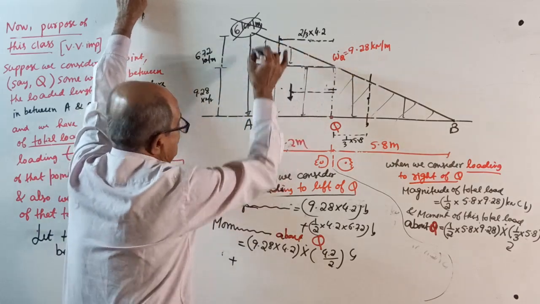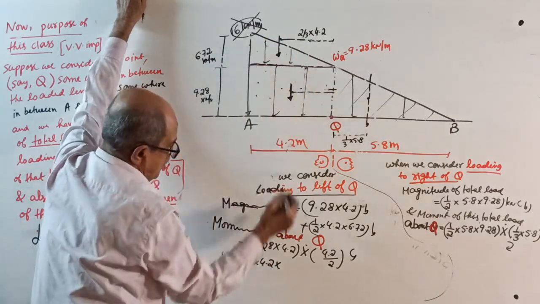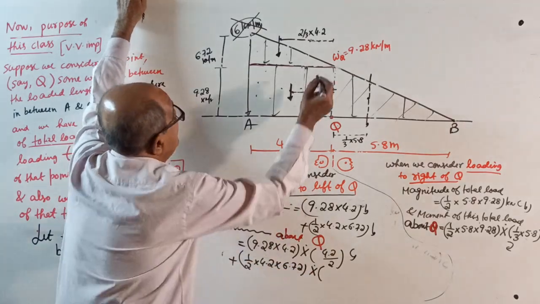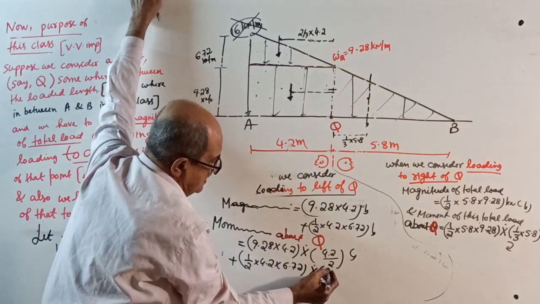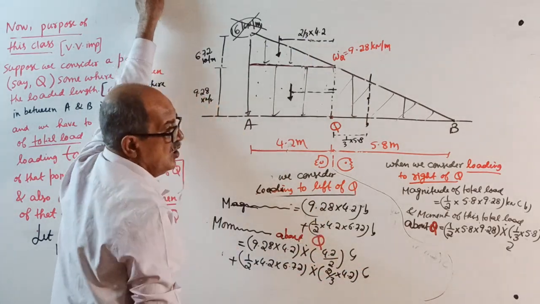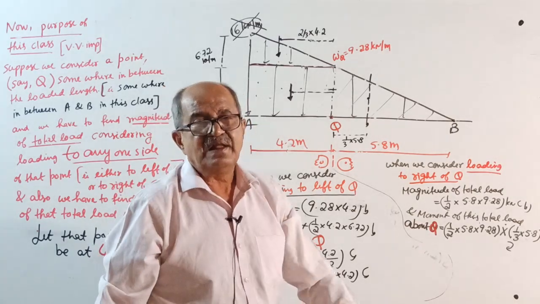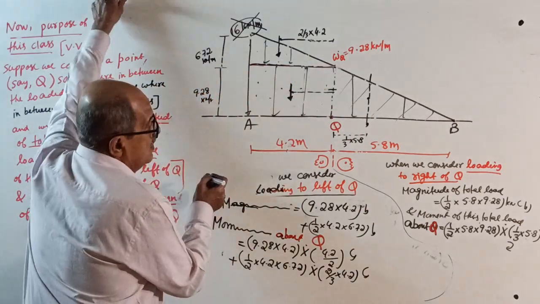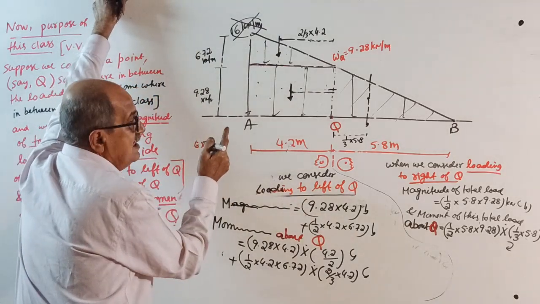This triangle load: half into 4.2 into 6.72 is the total load, multiplied by, for moment about Q, from here to here is 2 by 3 of 4.2. That also is anti-clockwise. When you go to bending moment, I will not tell now, I told already. Right now it is like this, anti-clockwise. Over. This completes the example.